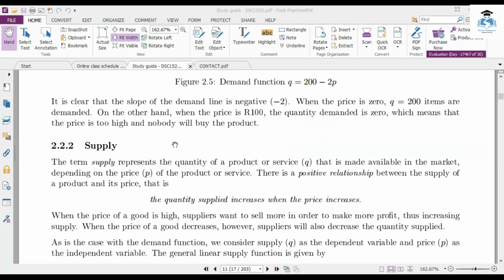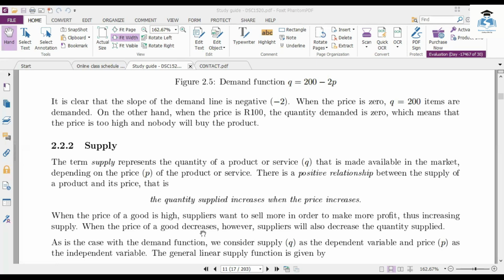Now on the supply: it represents the quantity of a product or a service that is made available in the market depending on the price of the product or service. There is a positive relationship between the supply of a product and its price. So the quantity supplied increases when the price increases. When the price of a good is high, suppliers want to sell more in order to make more profit. That's increasing supply. That's the whole idea with this.